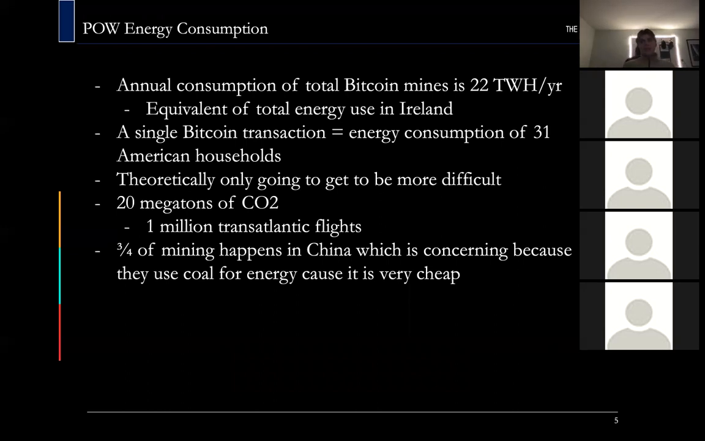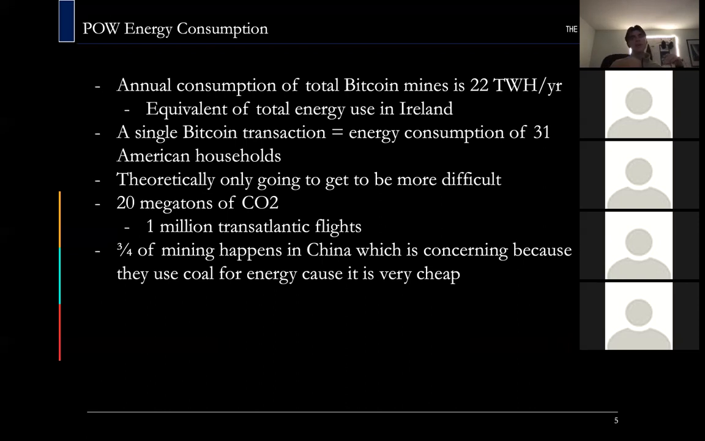And theoretically, it's only going to get more difficult because, as I said, when more miners hop into this, they're going to have that much harder math problems, which means they need to use that much more energy to then crunch that many more possibilities. And it's just going to move up and up more exponentially. And that's why people say it's not sustainable.